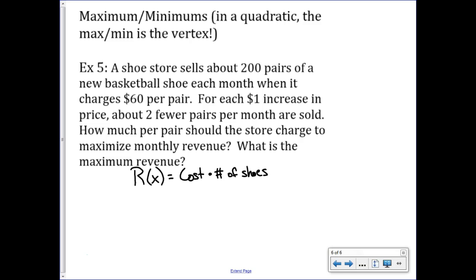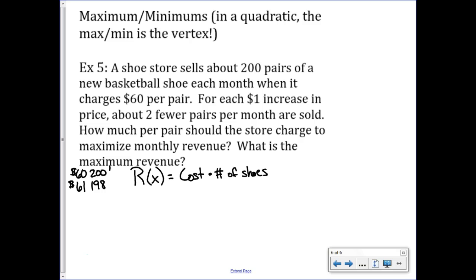So let's think through this. When we sell the shoes for $60, we sell about 200 pairs. When we sell them for $61, we sell 198 pairs. You can calculate and see that max revenue.